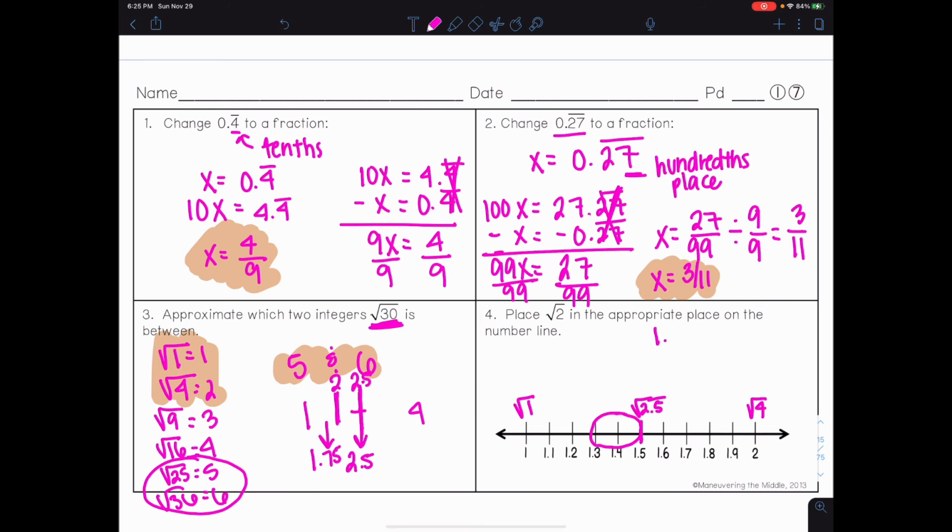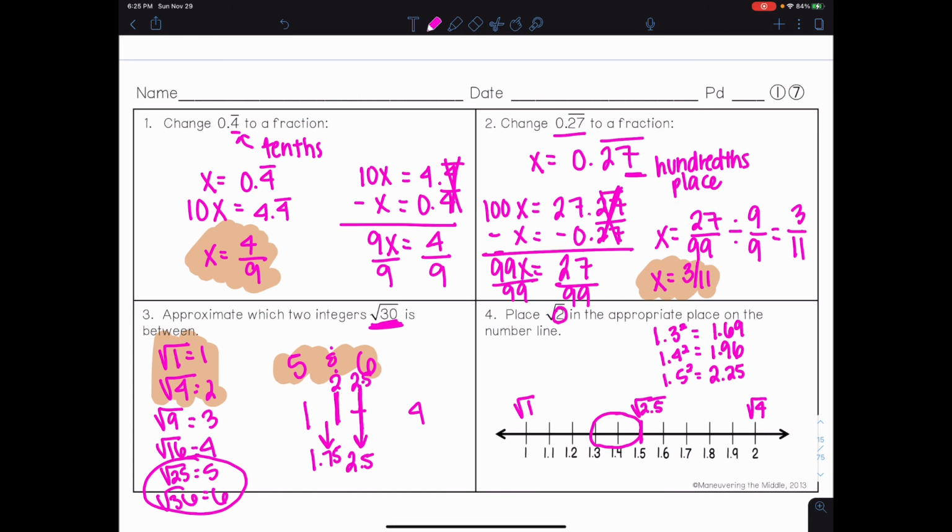So we'll go ahead and square all of these to see which one gets us the closest to the square root of 2, or closest to actually 2. Okay, so 1.3 squared is 1.69, a little too small. 1.4 squared is 1.96. It's almost exactly our 2. And then 1.5 squared is 2.25, too big.